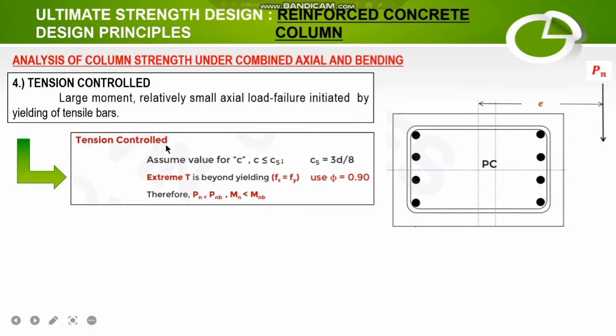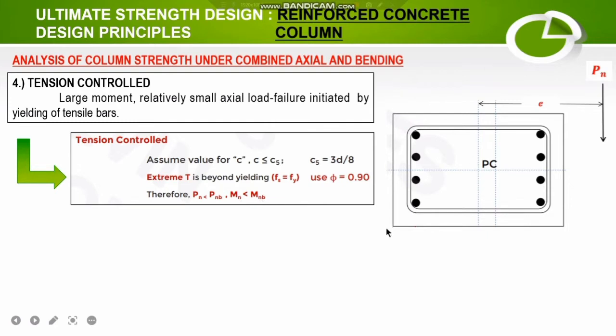So for tension control, assume the value for c. Thus c is less than or equal to c5, where c5 is equal to 3d over 8. The extreme tension steel is beyond yielding. Thus, fs is equal to fy. Then use phi equal to 0.90 for the design. Therefore, Pn is less than Pnb and Mn is less than Mnb.